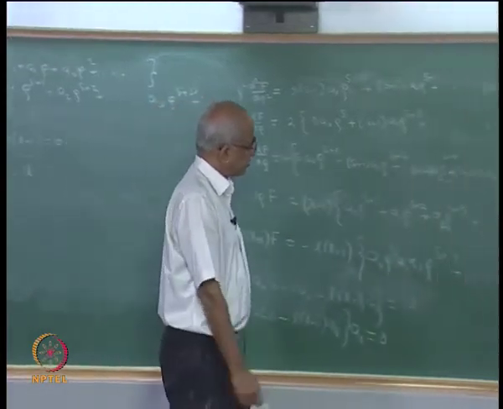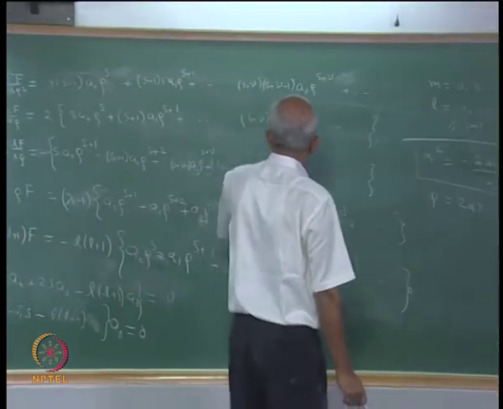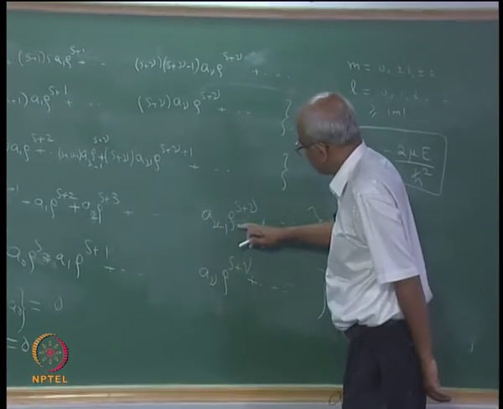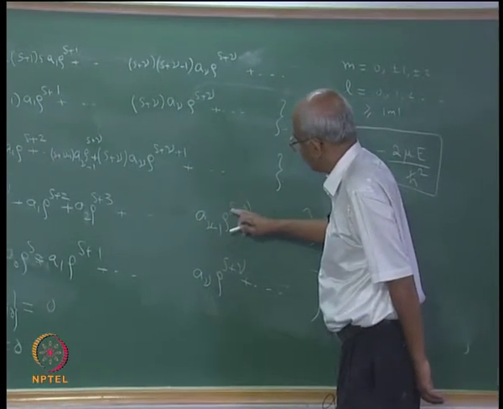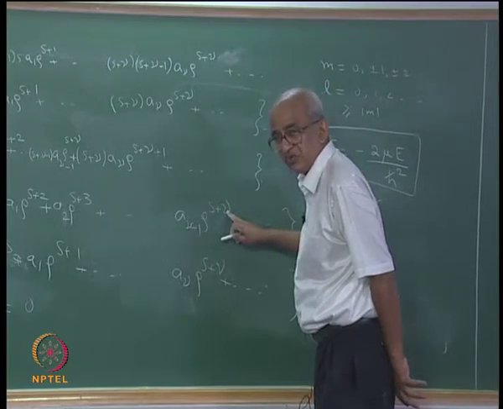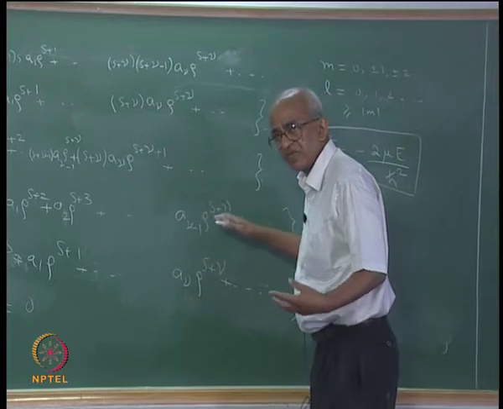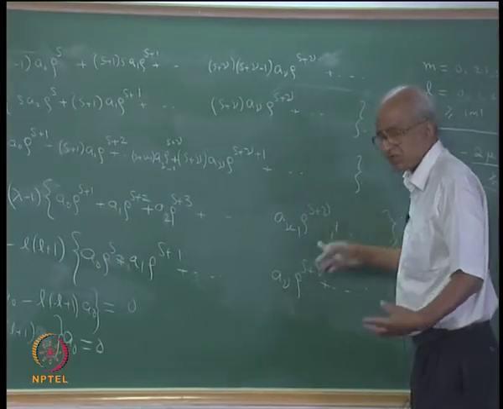And then let us look at the recursion relationship that we will get. How will we get the recursion relationship? You have to say that the coefficient of rho to the power of s plus nu must be equal to 0. So, you have to collect together terms which will involve rho to the power of s plus nu. So, let us do that.